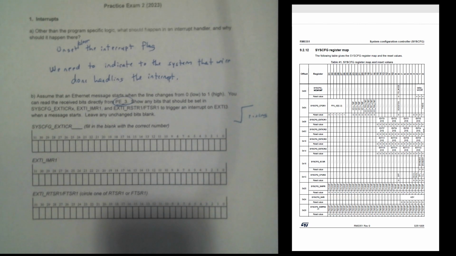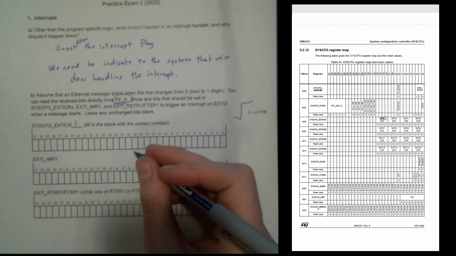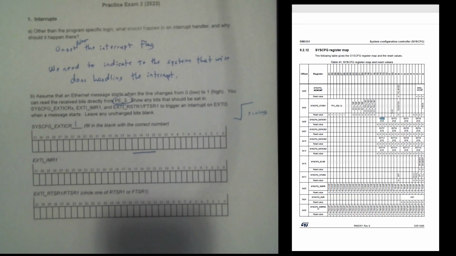So we're looking for something relating to PE3. And we should know from using the external interrupts before on the Nucleo board that the EXTI numbers are linked to the GPIO numbers. So if we see EXTI3, that's going to mean the same thing as PE3. And we can see that listed here, EXTI3, linked to SYSCFG_EXTICR1. So we know it's going to be there, and it's going to be bits 15, 14, 13, and 12. The rest of the bits are going to be unchanged, or blank.